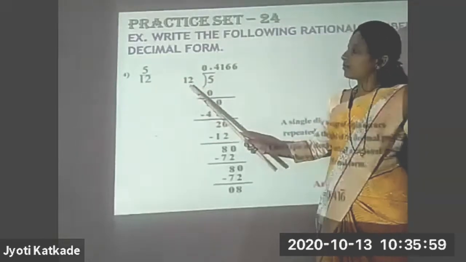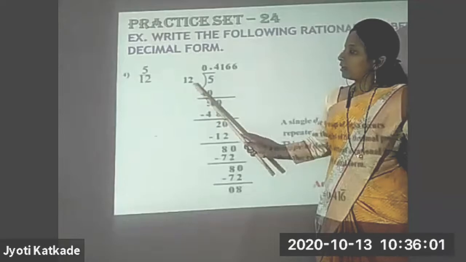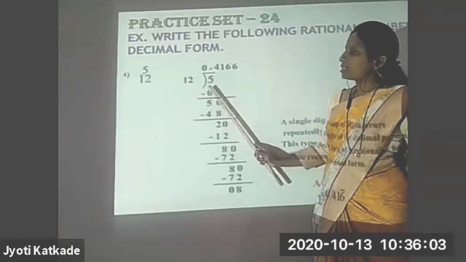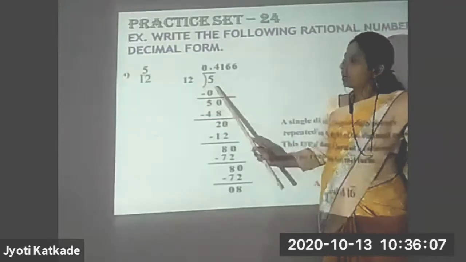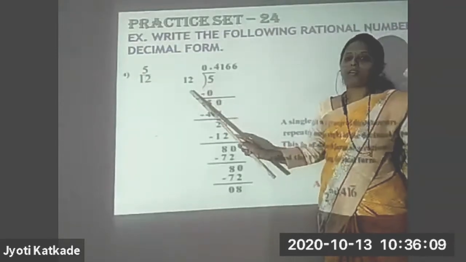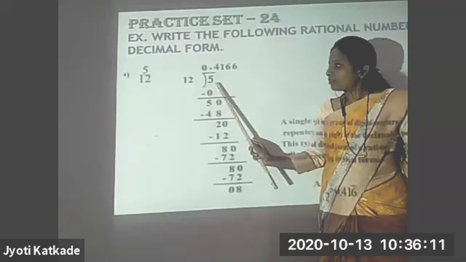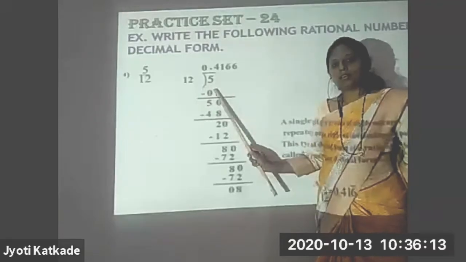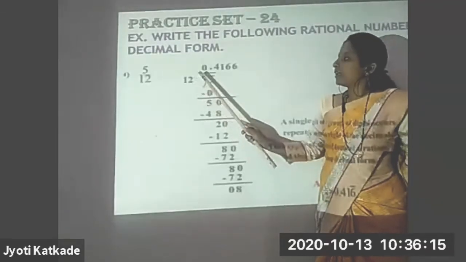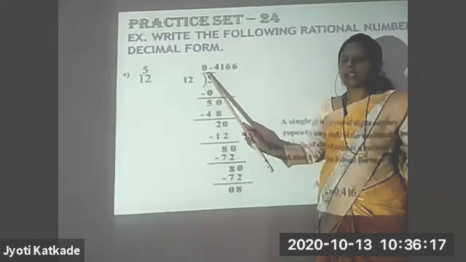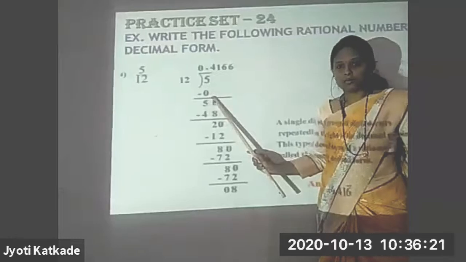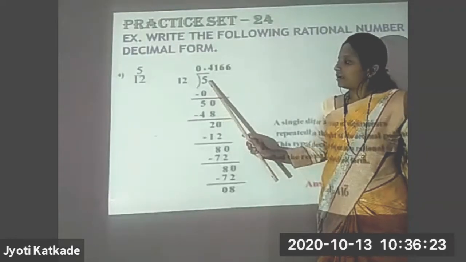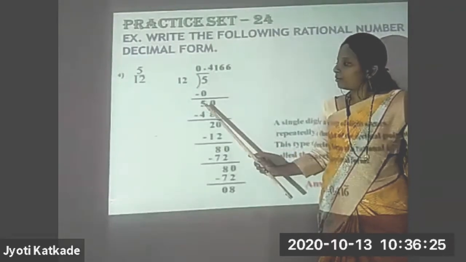Now see here, 12 is a greater value than 5, means 5 is smaller than 12. So we can't divide 5 by 12, because 5 is smaller than 12. So take here 0. 12 into 0, we get 0. Then minus 0 from 5, we get 5.